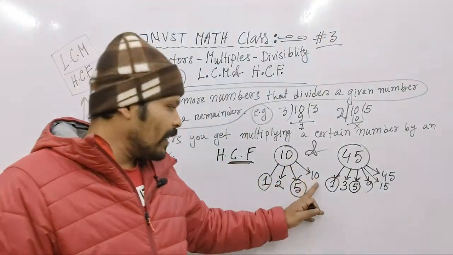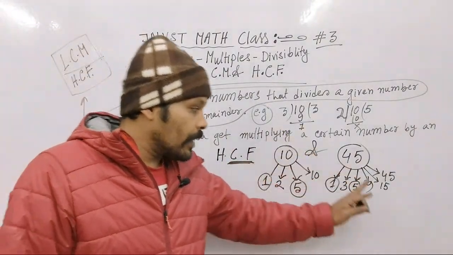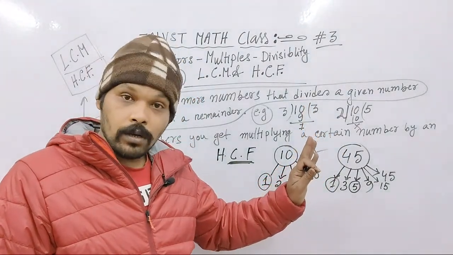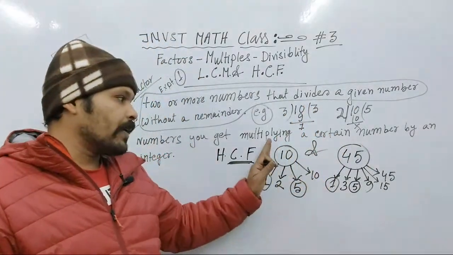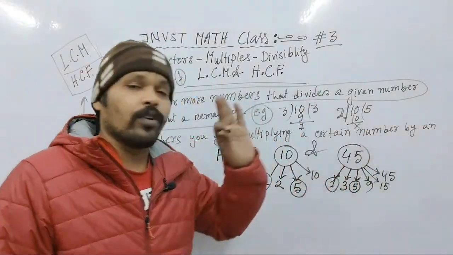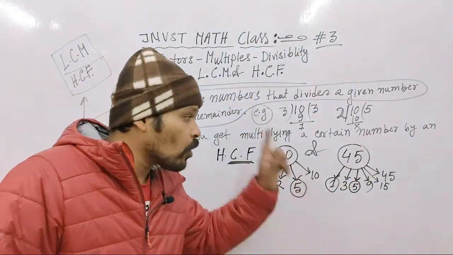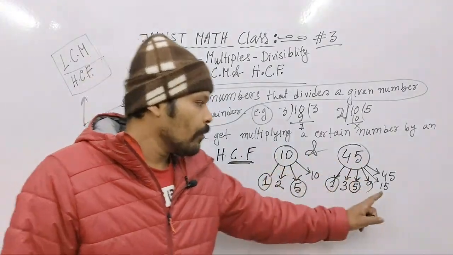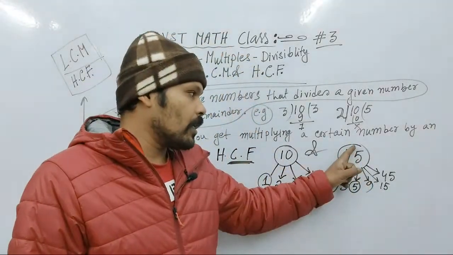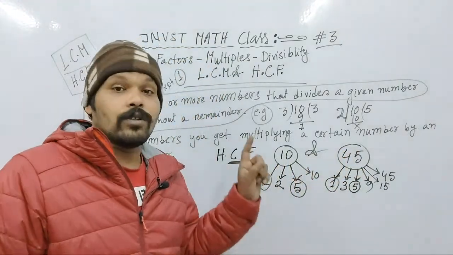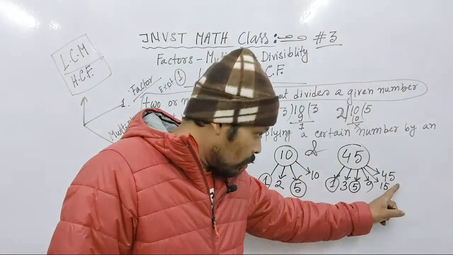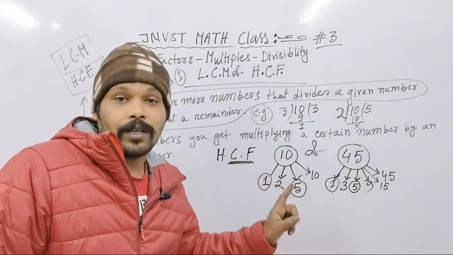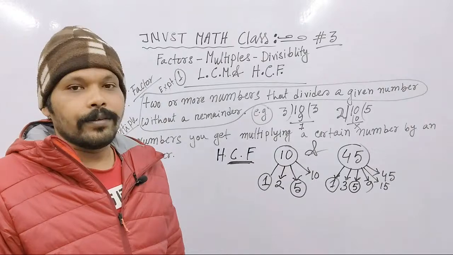10 is a factor of 10. Is 10 a factor of 45? No, it is wrong. So 10 is a factor of 10, but it is not the factor of 45. That's why 10 is not the common factor of those numbers. 15 is a factor here, but here 15 is not a factor. 45 is a factor of 45, but here it is not the factor of 10.